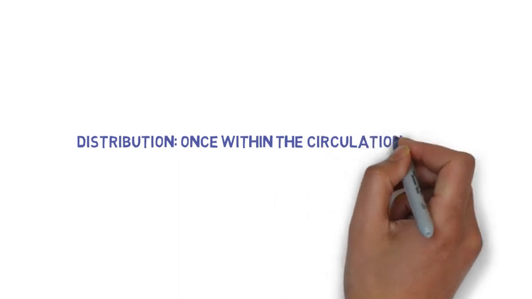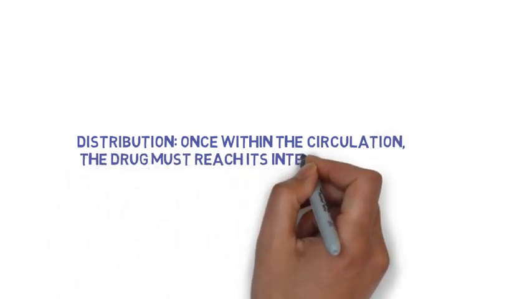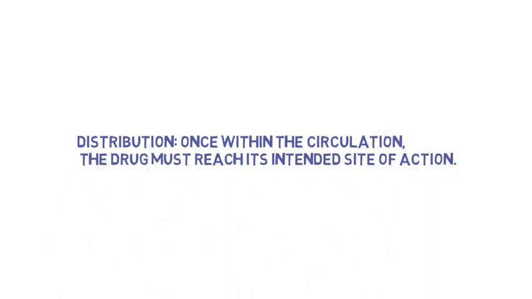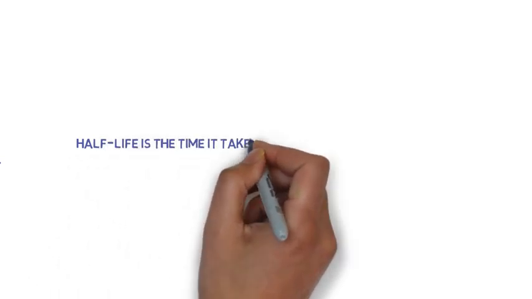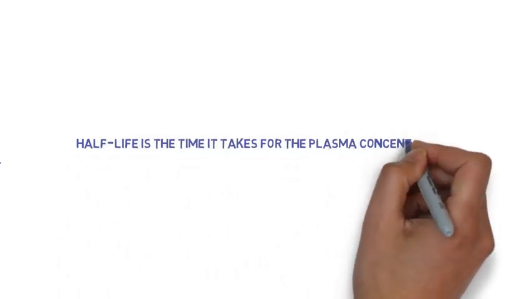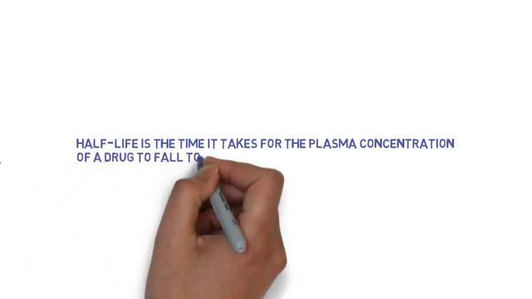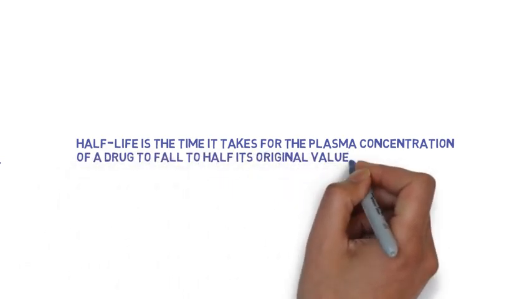The second key part of pharmacokinetics is distribution. Once within the systemic circulation, the drug must reach its intended site of action. This is known as distribution. Half-life is the time it takes for the plasma concentration of a drug to fall to half its original value.